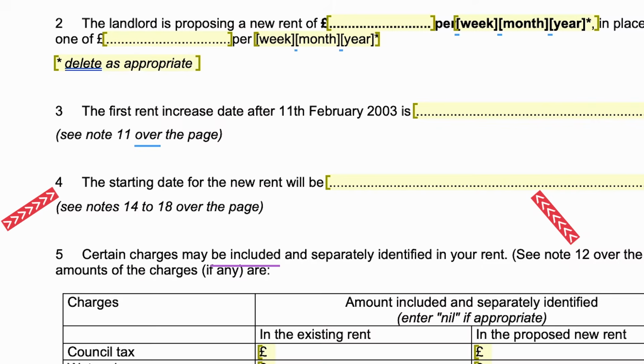And so once the First-tier Tribunal has made a decision, apart from in exceptional circumstances, the new rent will normally be payable from the start date that's in the notice.